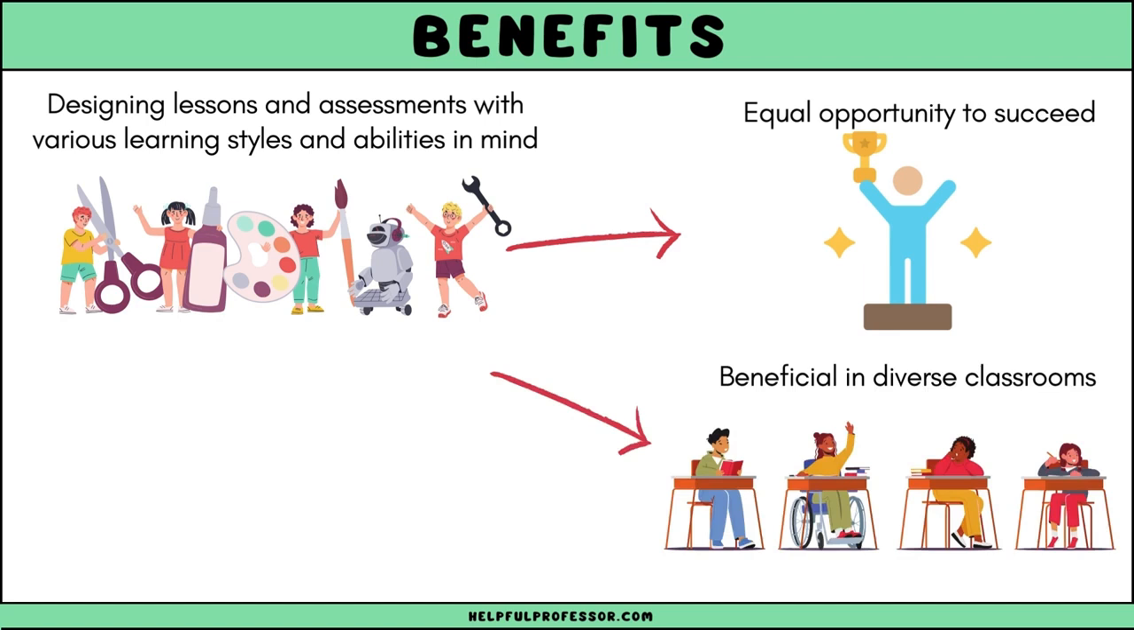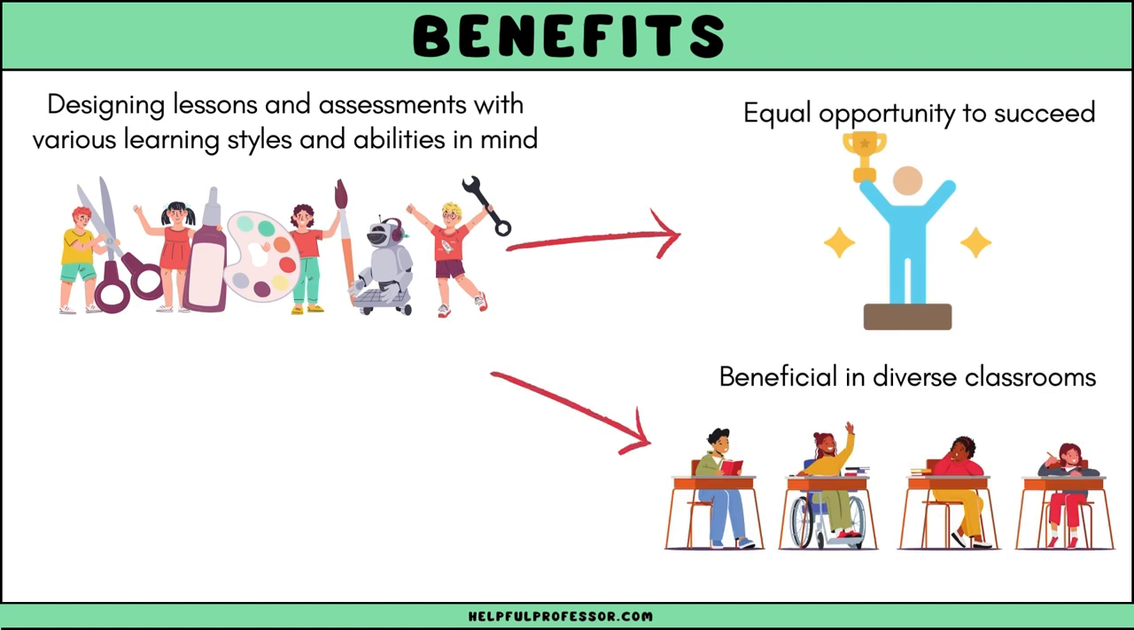The screen is divided into two halves. On the left is the cartoon-style image of a group of children. Each successfully completed an assignment using different methods. Above them is the text, designing lessons and assignments with various learning styles and abilities in mind. On the right are two smaller graphics. The first shows a stick figure person standing on a pedestal and holding up a trophy.